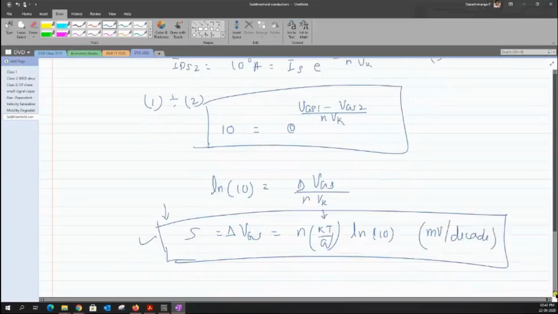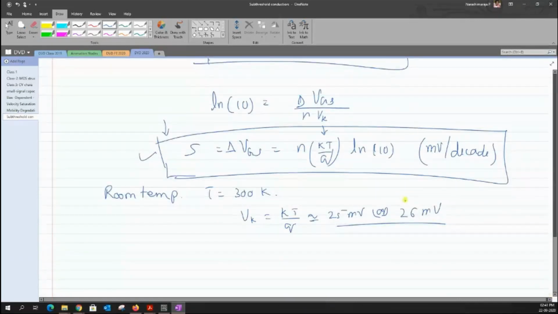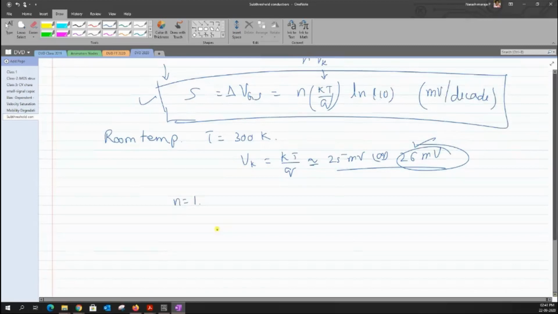Now clearly for room temperature, that is for a temperature of 300 Kelvin, one could write this VK or this KT by Q as approximately equal to 25 millivolt, or sometimes they write 26 millivolt. So what we do is fix this 26 millivolt as our quantity here. And in case the value of N is equal to 1, I just want you to compute what is the slope factor of that.